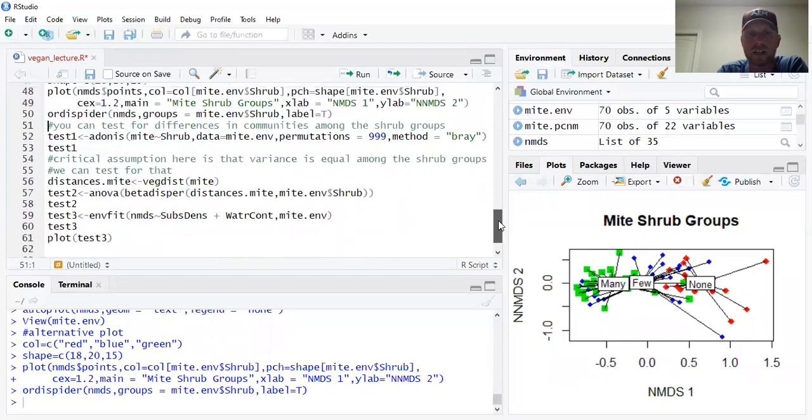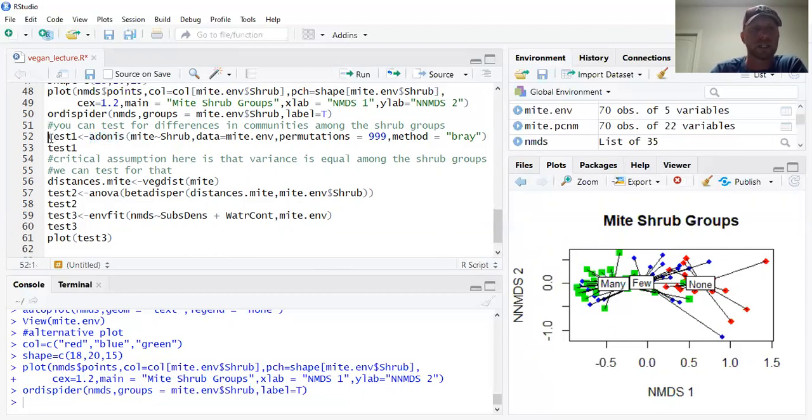So we're near the end here. If you're feeling some exhaustion from this, the first thing we might want to do is just test whether or not these groups are significantly different from each other. So does the community composition from sites that have many shrubs differ from the community composition at sites that have few shrubs versus none? To do that, we use another function in vegan called Adonis.